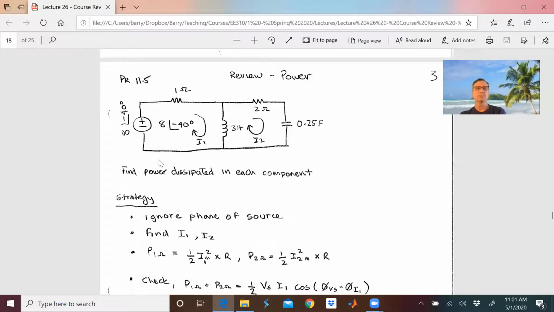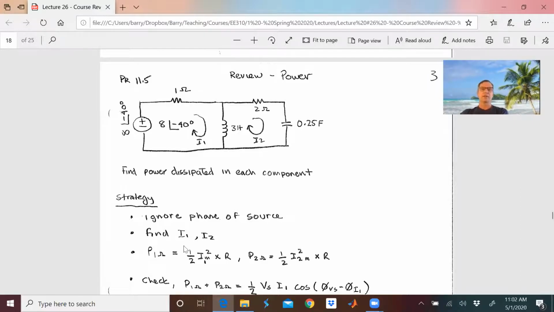And so our strategy is, first thing we'll do is let's just ignore the phase of the source. We have an 8 at -40. I don't care what the phase angle is. I care about all the relative phase angles between things because I need to get these currents. But I'm not going to do the whole problem with a 40-degree offset when I'm just looking for power. So we're going to ignore the phase of the source. I'm going to get I1 and I2.